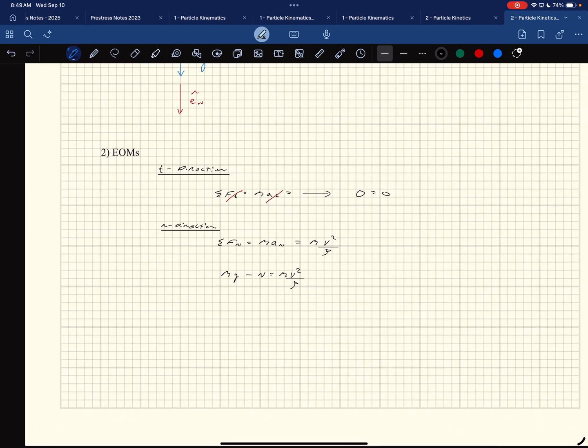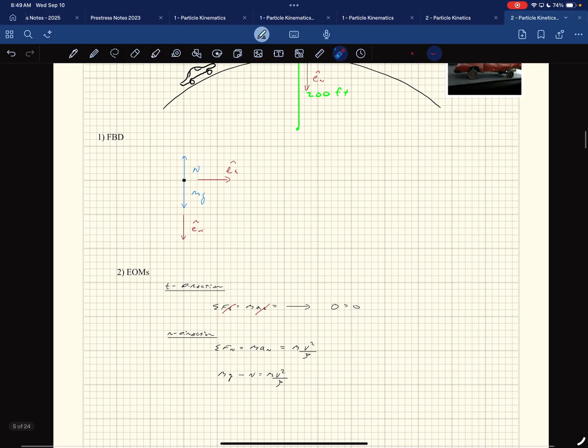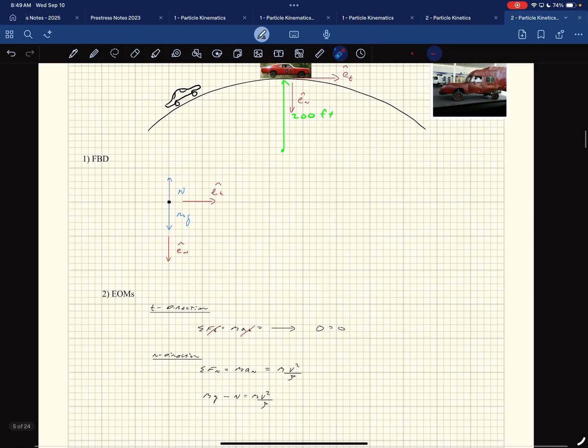Okay, we're almost there. We have a problem at this point. Mg, I know what that is. Normal force, I don't know what that is. Velocity, I don't know what that is. So I've got 2 unknowns and 1 equation. So I have to make some assumption right here. The assumption I'm going to make is what this normal force is. What's that normal force going to be? It's going to be 0.